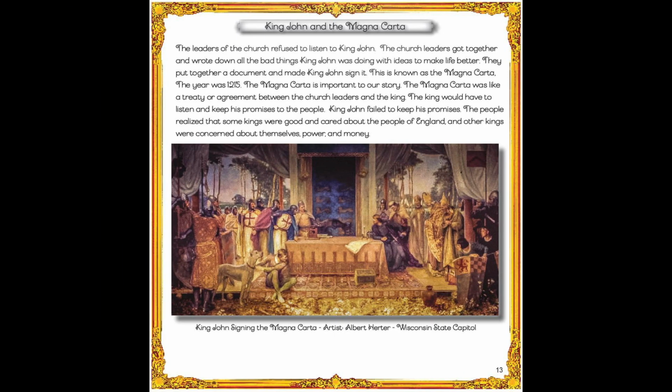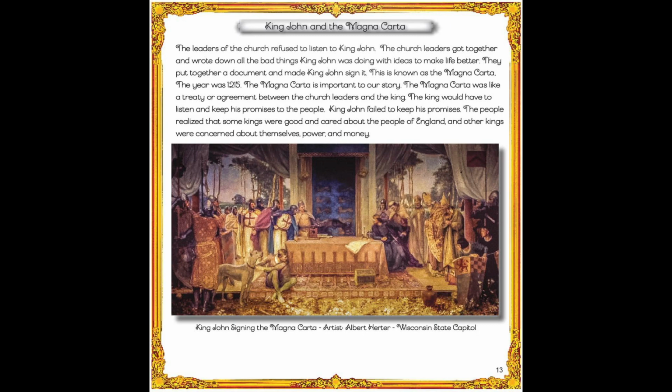The leaders of the church refused to listen to King John. The church leaders got together and wrote down all the bad things King John was doing, with ideas to make life better. They put together a document and made King John sign it. This is known as the Magna Carta. The year was 1215. The Magna Carta is important to our story.